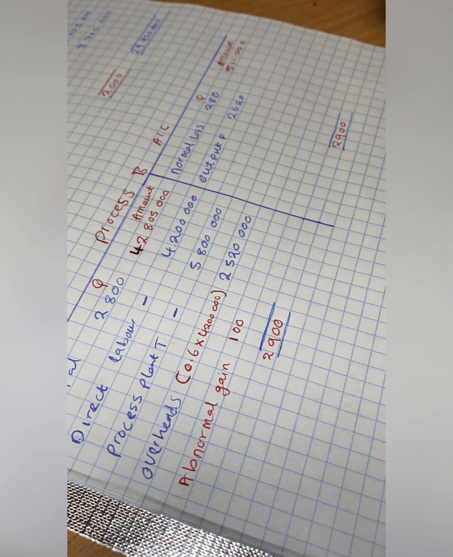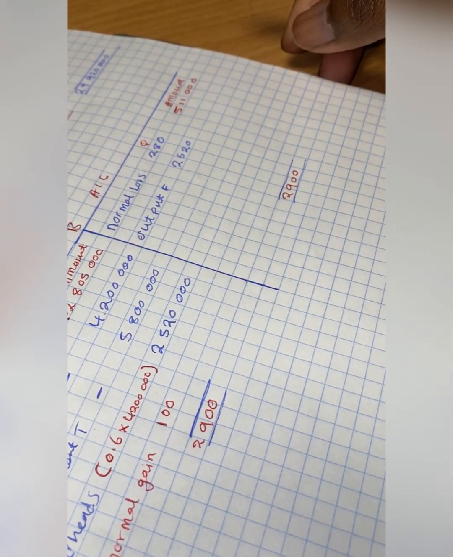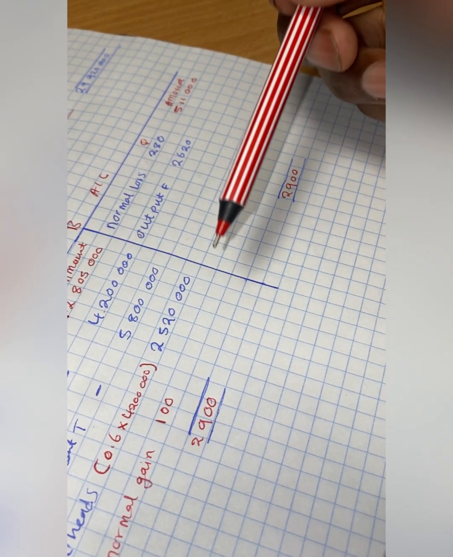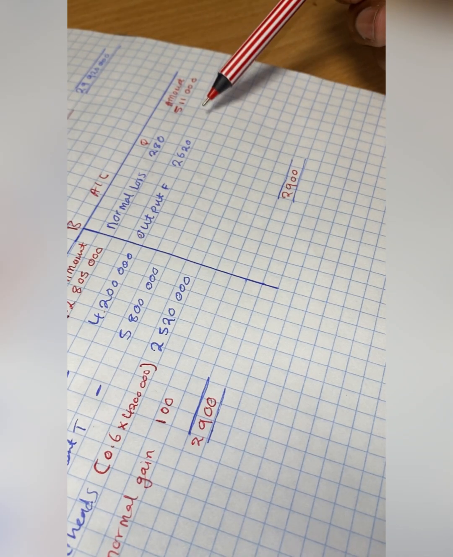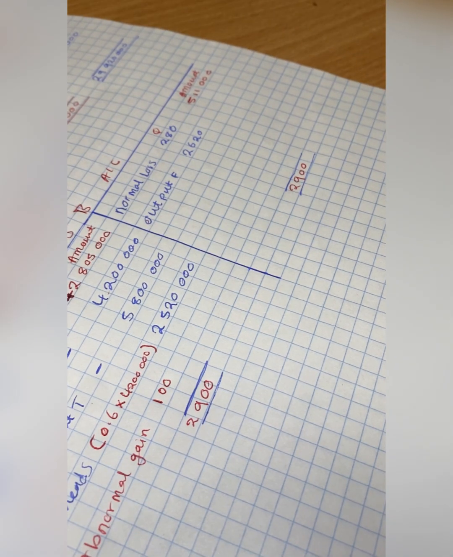just like the way we left the abnormal loss blank. Now once you do this, we go to balancing the amount. We can't balance the amount because we have two parts that are blank. We don't know our abnormal gain, we don't know the amount for the output. So how do you find it? You find the cost per kg using the same formula: the cost per kg is the total input amount minus the normal loss amount over the input quantity minus the normal loss quantity.